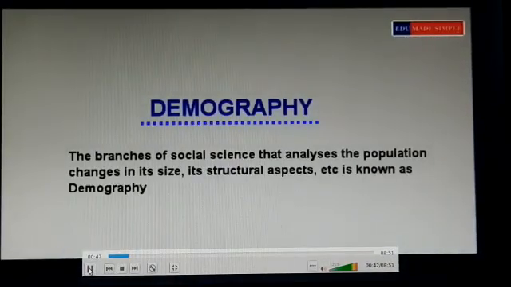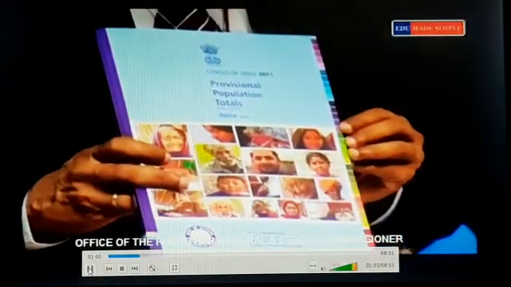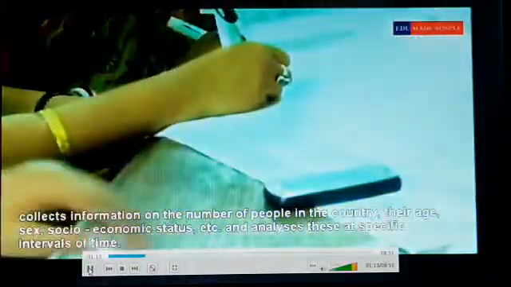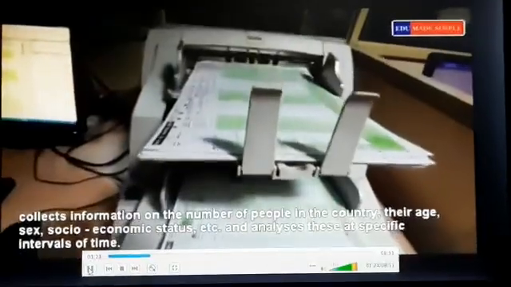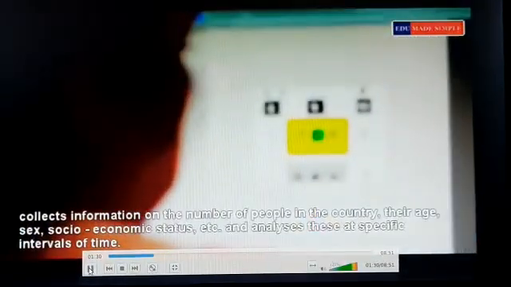The branch of social science that analyses the population, changes in its size, its structural aspects, etc. is known as demography. In India, census activities are spearheaded by the Office of the Population Registrar General and Census Commissioner. The concerned authority collects information on the number of people in the country, their age, sex, socio-economic status, etc., and analyzes these at specific intervals of time. This activity is known as population census.